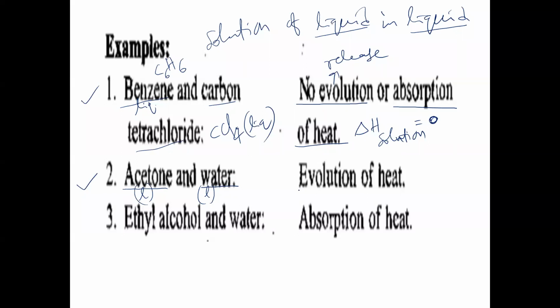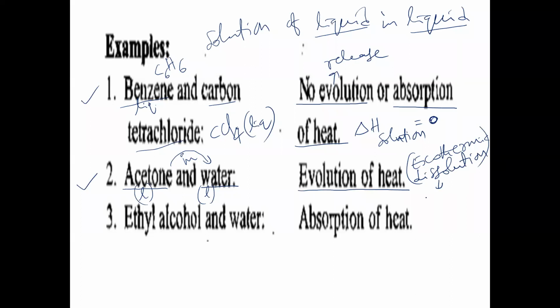When you mix acetone with water, we get a solution that releases some amount of heat energy. When the solution forms from acetone and water, some heat energy is released. Evolution means release. Release of heat energy means exothermic dissolution. So when acetone is dissolved in water, some heat energy is released. As evolution of heat is taking place, this type of dissolution comes under exothermic dissolution.